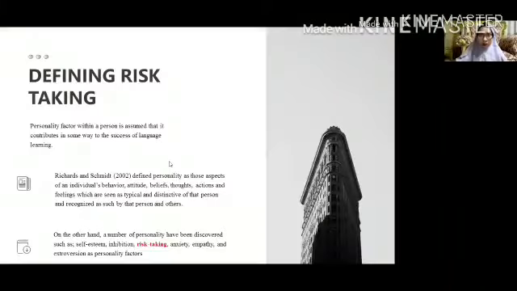Let me show you our PowerPoint. As we know that in terms of language learning, there are many general factors that influence second language learning, and one of them is personality factors. Personality factor within a person is assumed that it contributes in some way to the success of language learning.